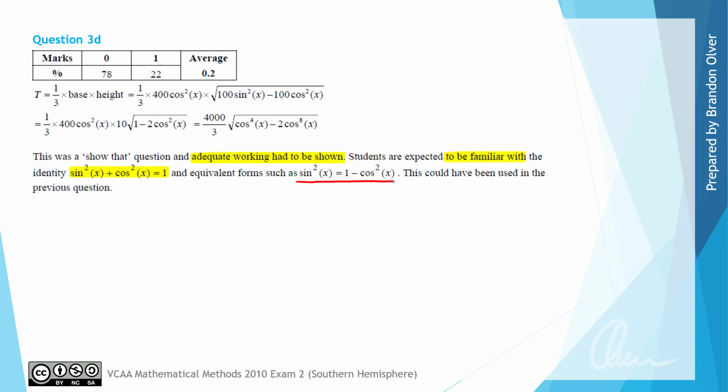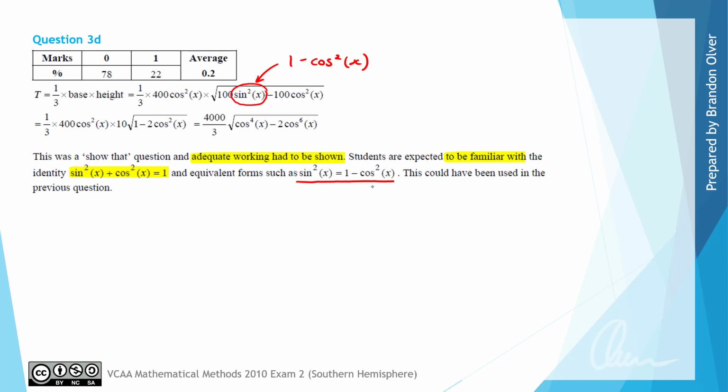And the reason for that is if you have a look at the first line up here of the examiner's report, one of the ways that the height of the pyramid could be expressed was the square root of 100 sine squared of x minus 100 cos squared of x. So that actually required the substitution of that sine squared of x in here with 1 minus cos squared of x to progress on to the answer. So that's why you need to be familiar with identities such as that and the rearrangements as well, so that depending on how the question goes and what calculator outputs you get, you can still progress through questions like this using those identities.